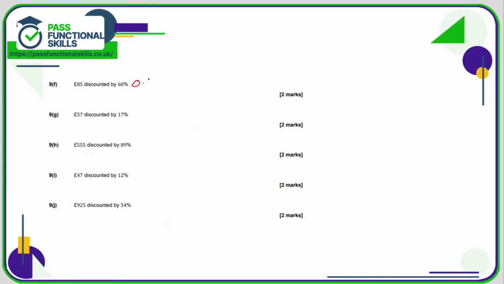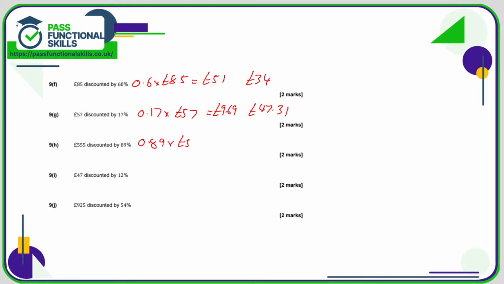9F, what is 60%? 0.6 times by 85, that's 51. Subtract 51 from 85, we're left with 34. 0.17 multiplied by 57 is 9.69. Subtract 9.69 from the original 57 and we're left with £47.31. 0.89 times by 555 is 493.95, and if we subtract that from 555, we're left with £65.05.